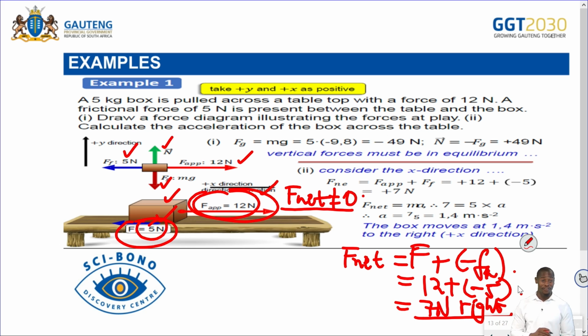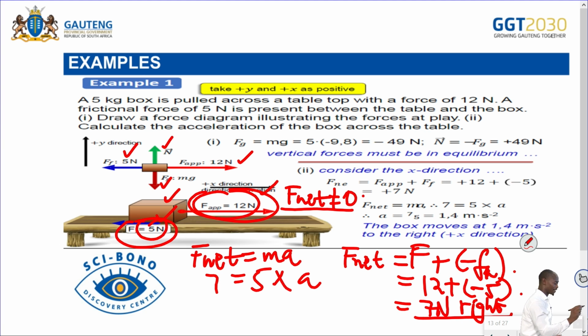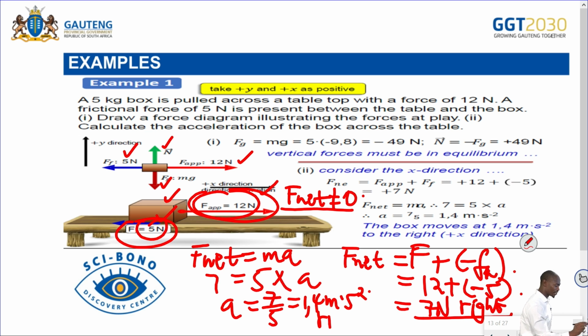So you can see there's a net force acting on this object, which means this object is accelerating. Then they want the acceleration. I know F net is equal to ma. My F net is 7, and the mass of this object is given as 5, multiplied by acceleration. So my acceleration will be 7 divided by 5, which is equal to 1.4 meters per second squared, to the right. Remember, right is positive.